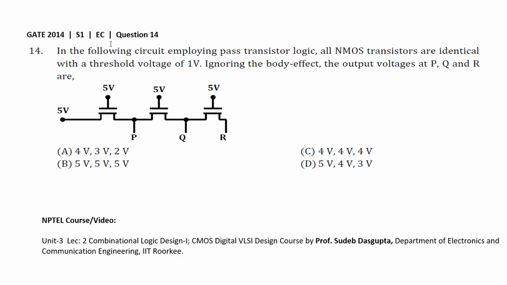This question was given in the GATE 2014 session 1 EC paper. The question is: in the following circuit employing pass transistor logic, all NMOS transistors are identical with a threshold voltage of 1 volt. Ignoring the body effect, the output voltage is at P, Q and R. So we need to find out the output voltages at node P, node Q and node R.